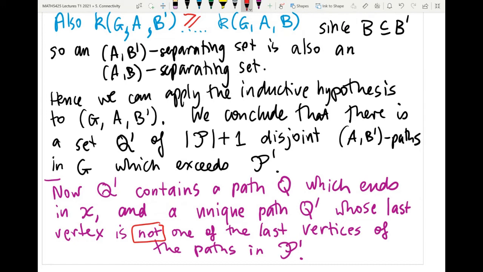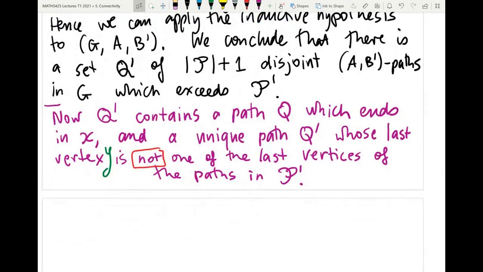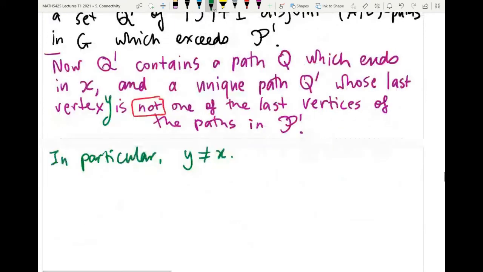Okay, and in particular, I think the last vertex of Q primed needs a name. It is called Y. The last vertex, Y. In particular, Y is not equal to X, because X was one of the last vertices in a path in P primed. So Y doesn't equal X. All right, and now we're in good shape.